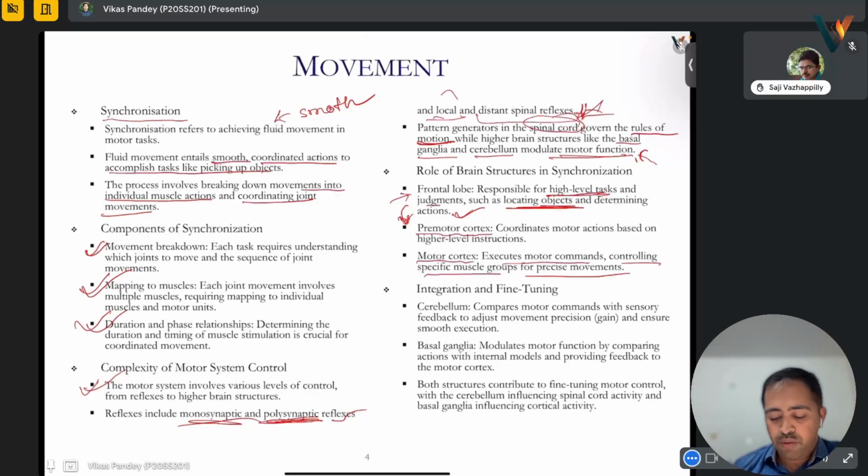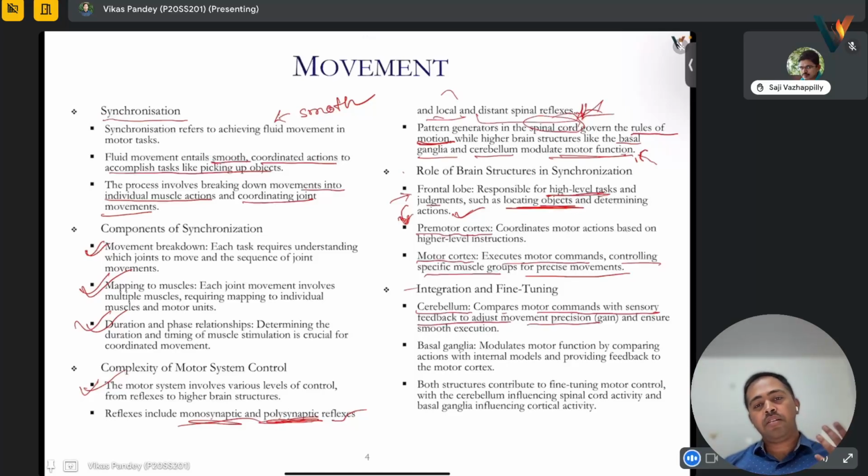So this is how this synchronization occurs. But this synchronization also needs a control unit, we can say, or fine tuning. And that is done by the cerebellum. This compares the motor command with the sensory feedback to adjust movement. Like this is a feedback mechanism.